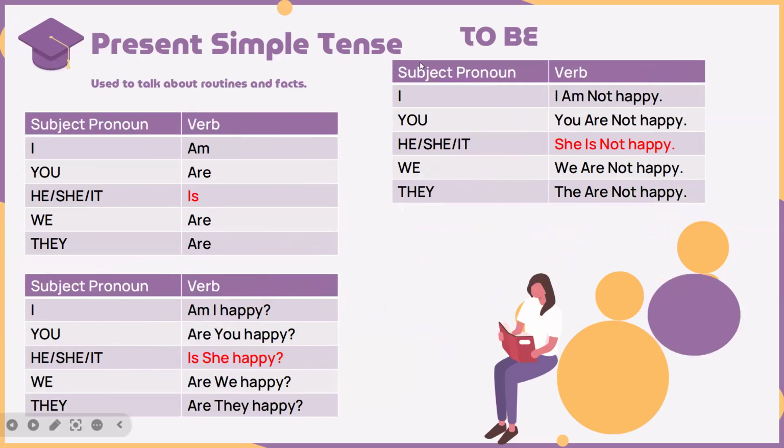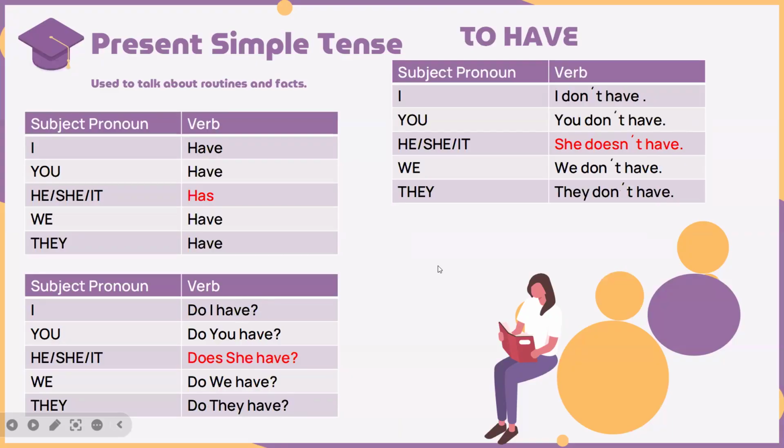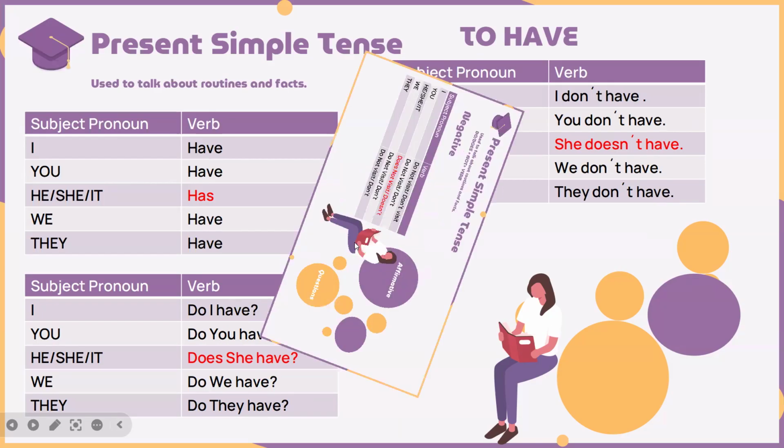Perfect. There's a particular verb in English that functions a little bit different, okay? And this is the verb to be. The conjugation of the verb to be in the present tense is: I am, you are, he, she, it is, we are, they are. Perfect. The other verb that functions a little bit different is the verb to have. I have, you have, he, she, it has, we have, they have. That's for the affirmative, guys, okay?